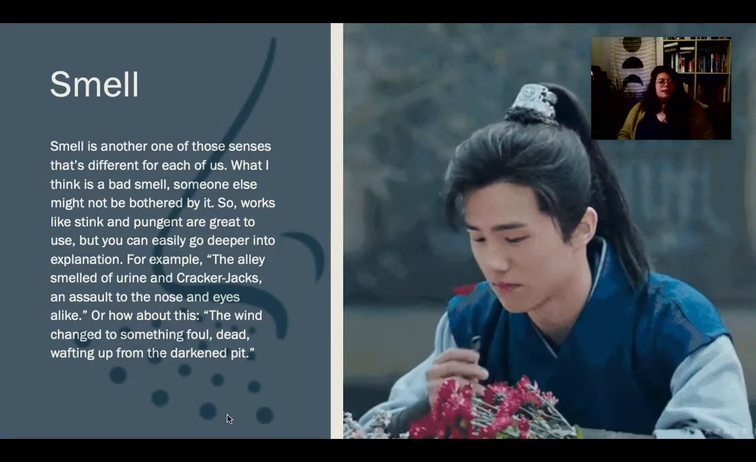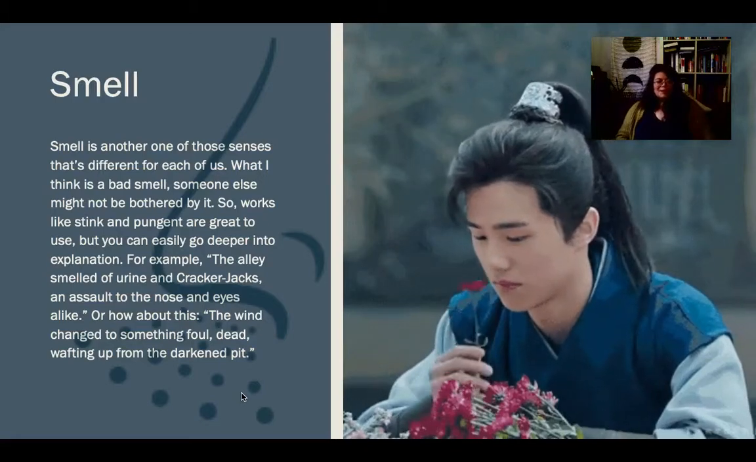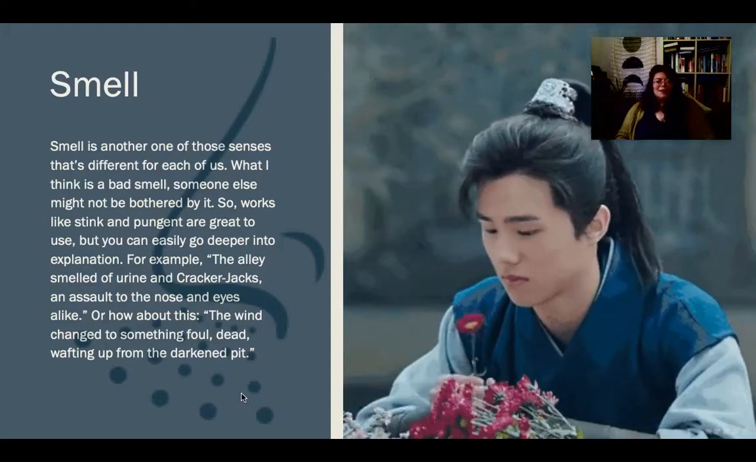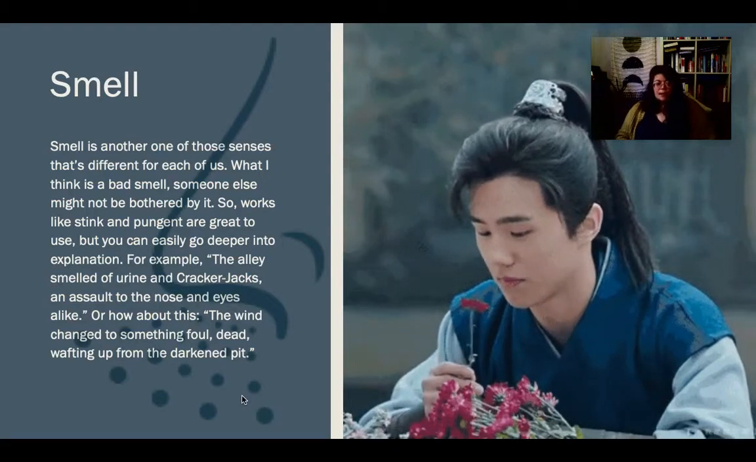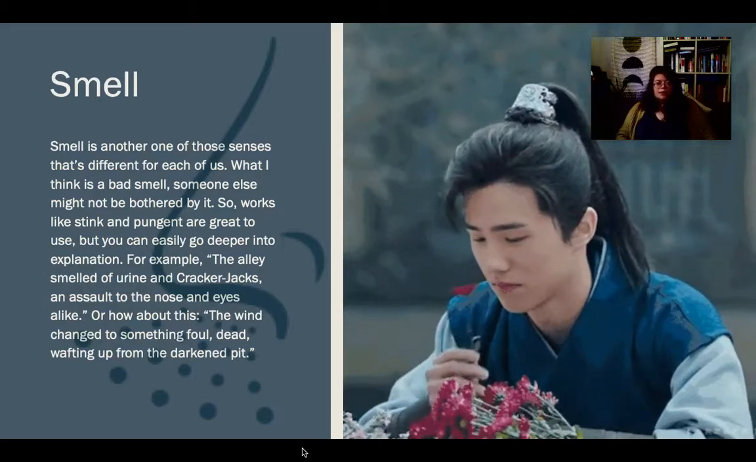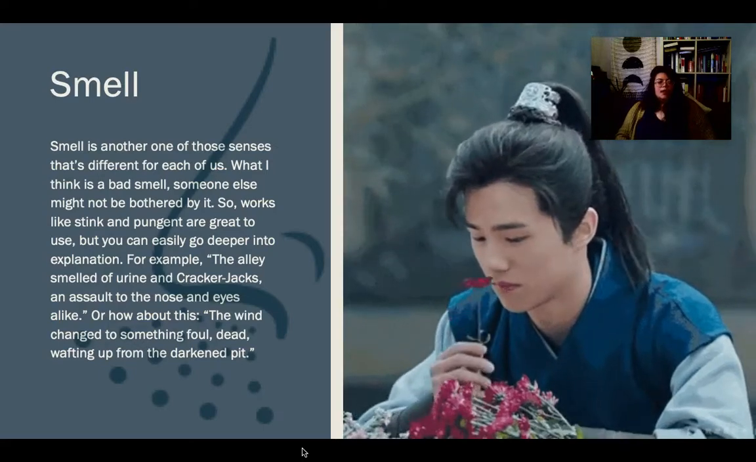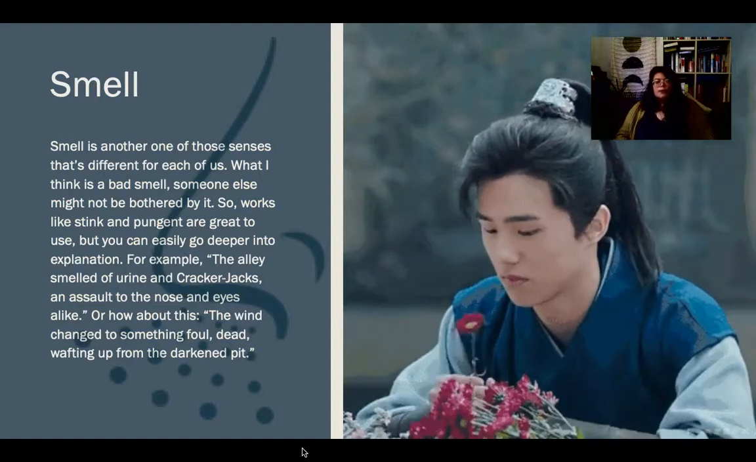For example, the alley smelled of urine and Cracker Jacks. Every time I read that, I always think about downtown Nashville, Broadway. When you walk down the streets of Broadway, they smell like rivers of bachelorette vomit. We can kind of picture where we are based off of the descriptions given to us here. The alley smelled of urine and Cracker Jacks, an assault on the nose and eyes alike, right? So perhaps we're somewhere near a baseball stadium.